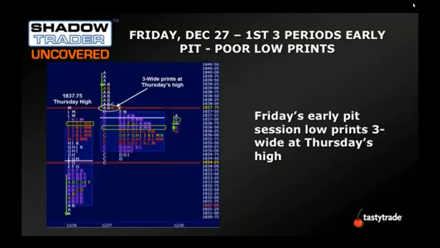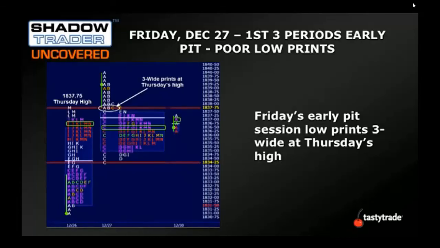When I look at the next slide, you will see Friday's early session. Look at the A period, and you'll see a green dot, 3 ticks off of the high of A period. The green dot is the opening. The market opened and eventually worked its way down to Thursday's high. Remember, we said on the upside it's resistance, on the downside it is support.